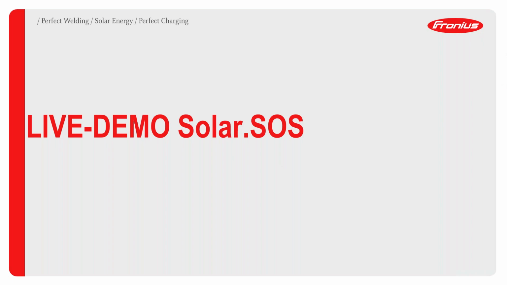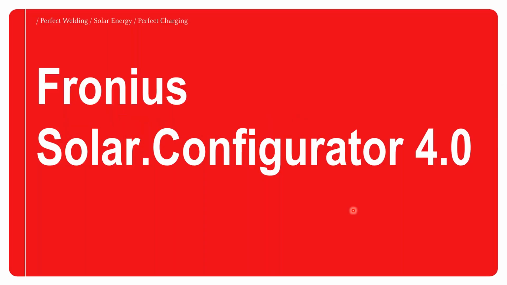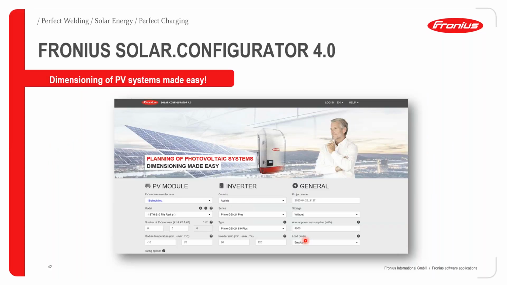So we shall now be continuing with the next app we'll be discussing, which is the Fronius Solar Configurator 4.0. So it's basically a dimensioning app that makes PV system design pretty easy. As you can see, this is a screenshot of what it looks like. I'll be discussing more on it in the subsequent slides.